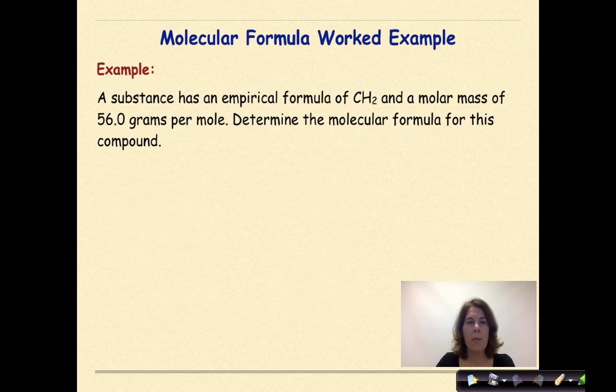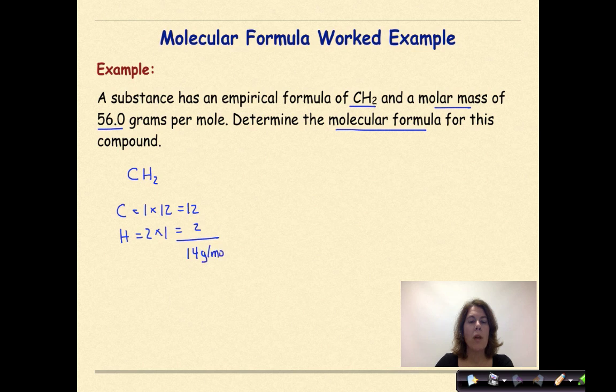Let's look at another example. A substance has the empirical formula of CH2 and a molar mass of 56 grams per mole. Determine the molecular formula for this compound. Okay, CH2. So carbon, we have 1, 12, 12. Hydrogen, we have 2 of them, times 1, that's 2. We're going to add that up. 14 grams per mole is our empirical formula mass.